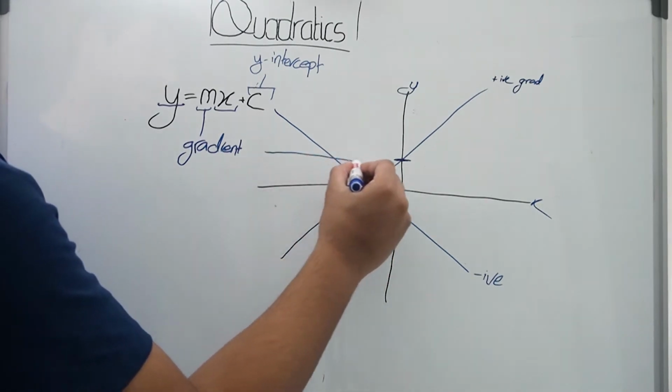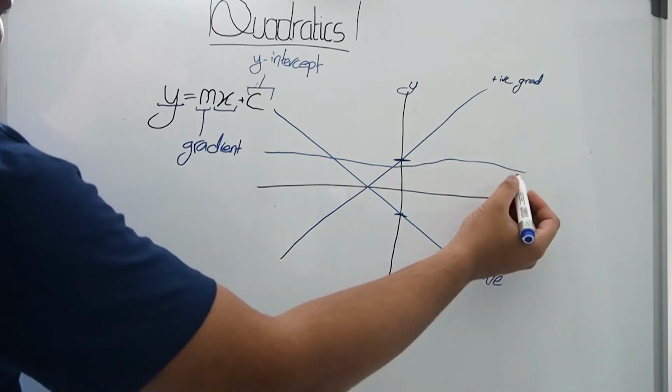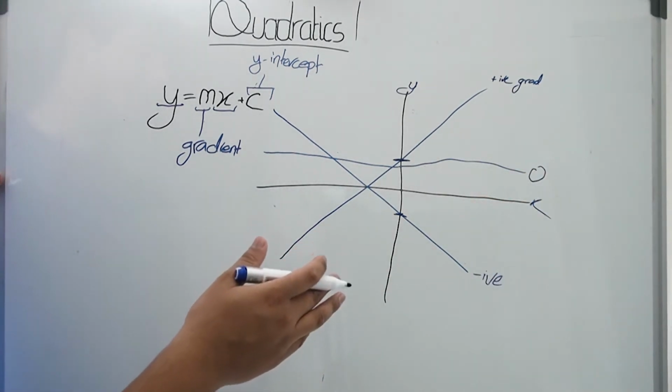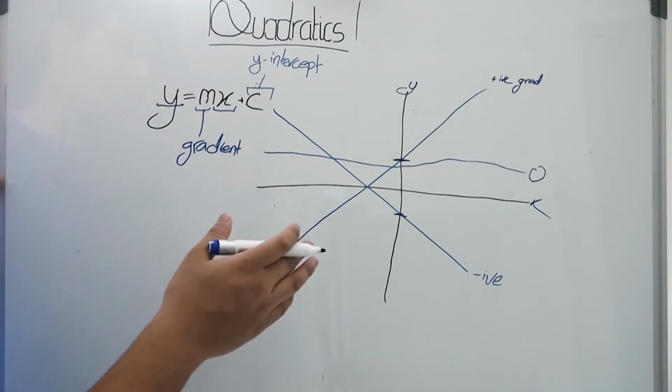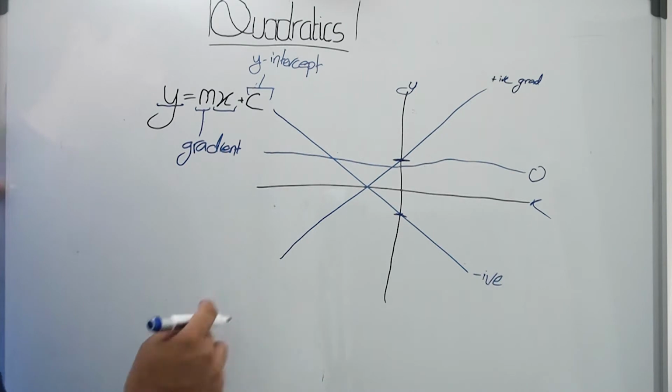If I draw a straight line like this, it is also a linear equation. Just imagine that this is straight. The gradient is 0. The reason the gradient is 0 is because there's no change in height with the changes of x. So it's a flat line, so the gradient is 0.